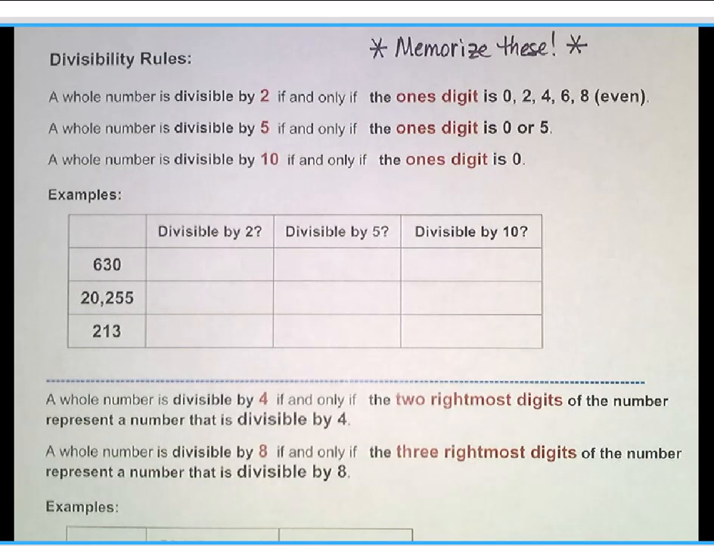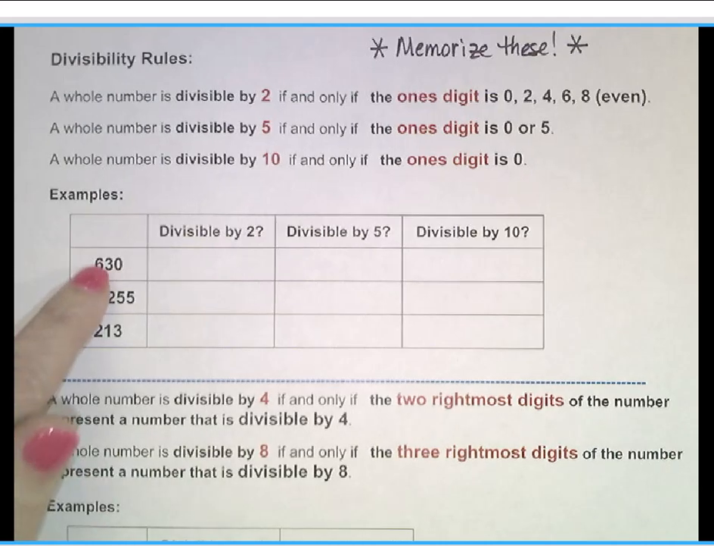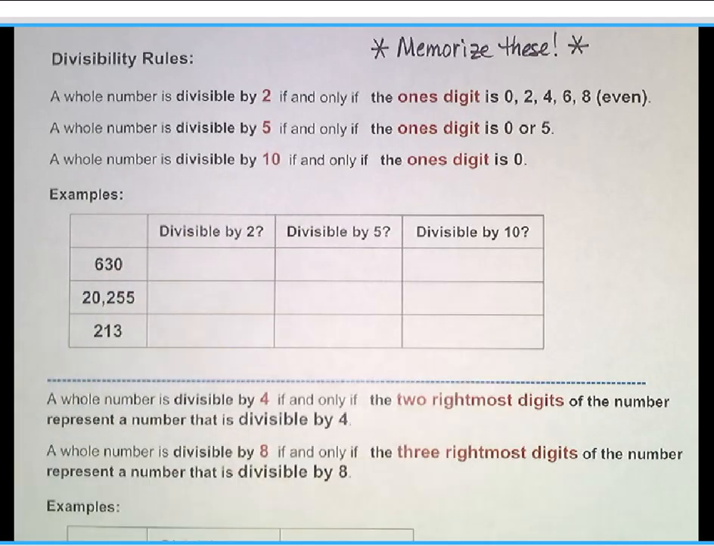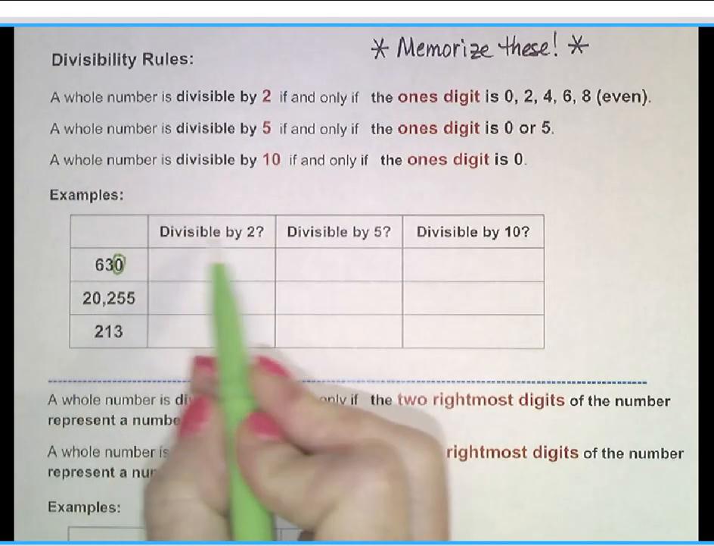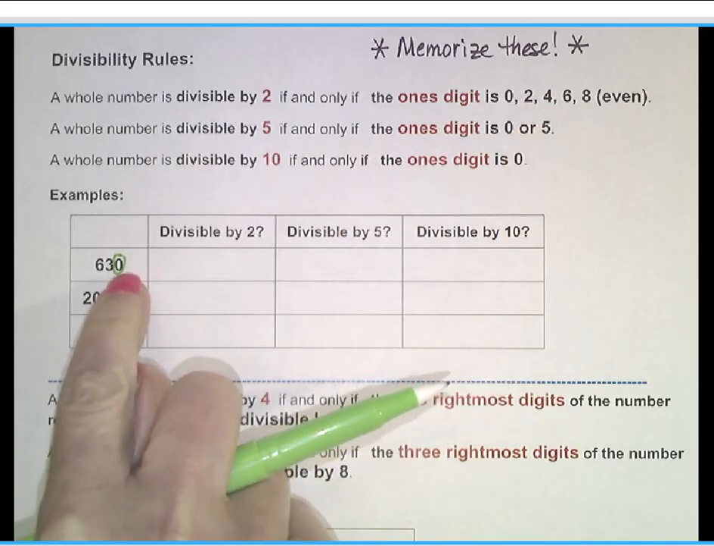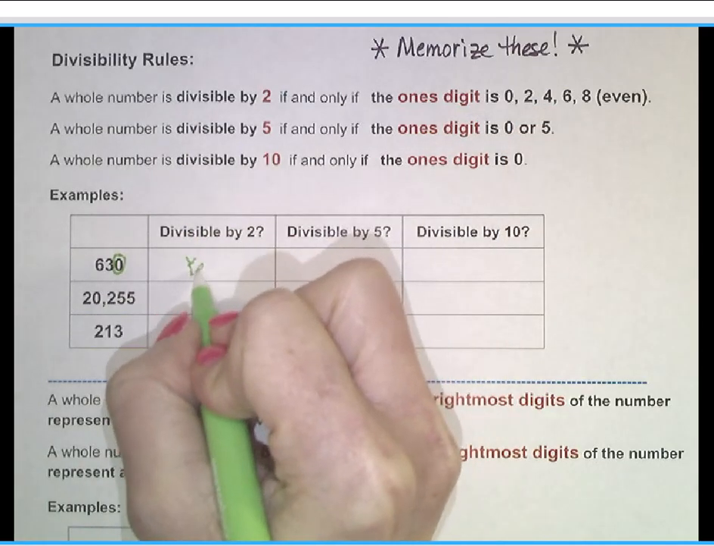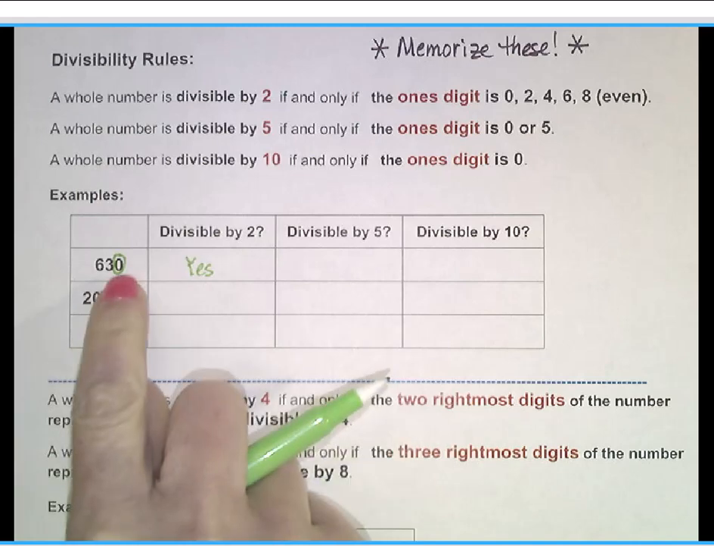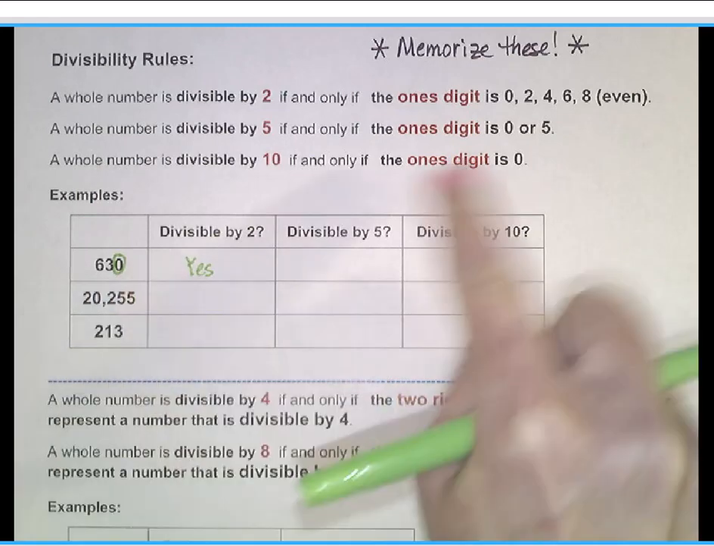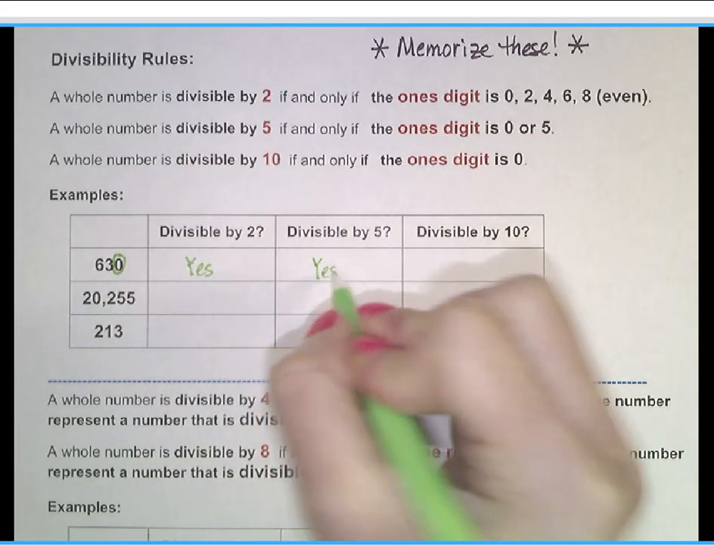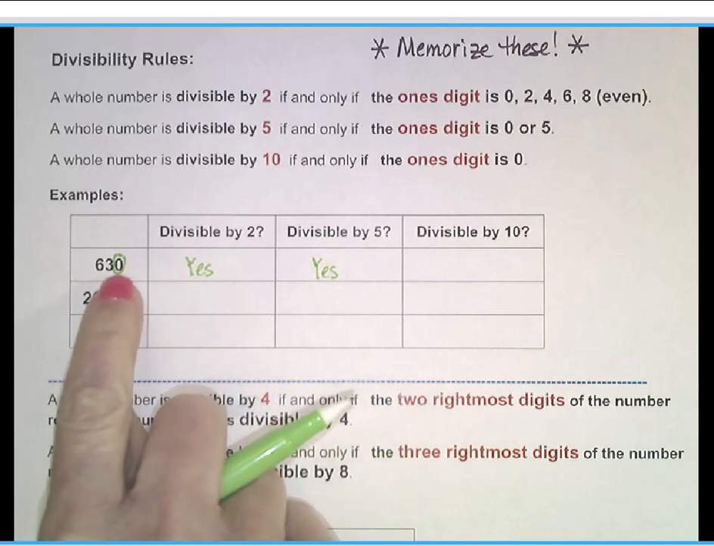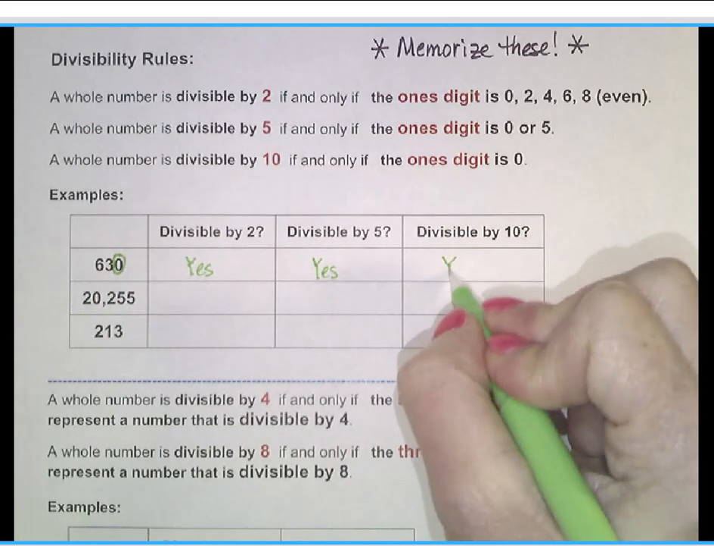All right, so let's go through some examples in the little chart. We're going to take these numbers and figure out if each is divisible by 2, 5, and 10. So we'll start with 630. All you have to do is look at the ones digit. Is it divisible by 2? Well, is that ones digit even? Yes. So yes, that number is divisible by 2. Is it divisible by 5? Yes, because the ones digit has to be either a 0 or a 5, and it's a 0. So that's divisible by 5. Is it divisible by 10? Yes, because it ends in a 0.